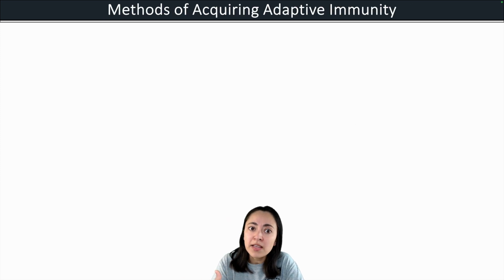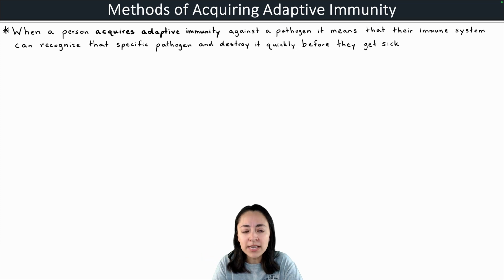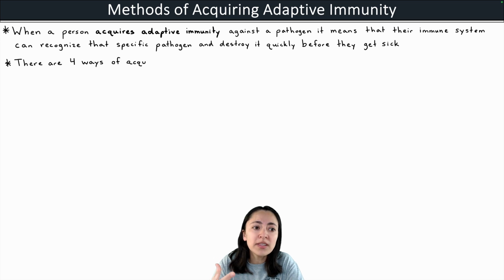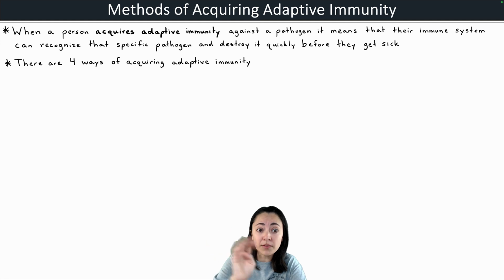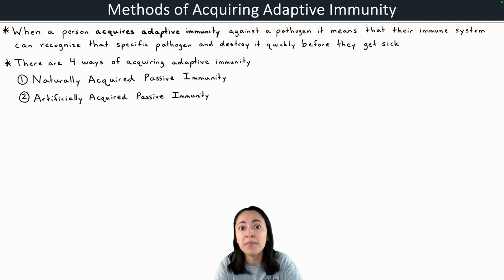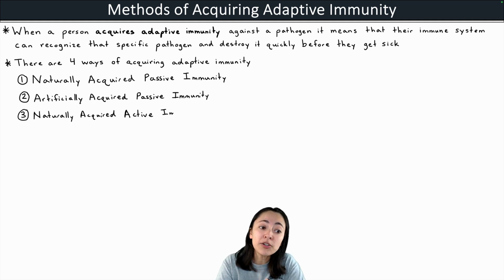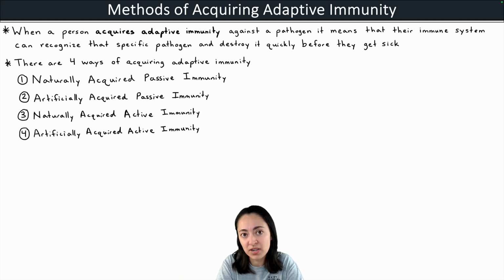There are different methods by which our body can acquire adaptive immunity. And when a person acquires adaptive immunity against a pathogen, it means that their immune system can recognize that specific pathogen and destroy it quickly before that person ever gets sick. So let's look at the different ways that our body can acquire adaptive immunity. There are actually four ways of acquiring adaptive immunity. We have naturally acquired passive immunity, artificially acquired passive immunity, naturally acquired active immunity, and artificially acquired active immunity.